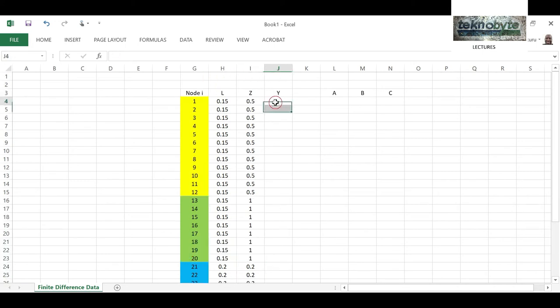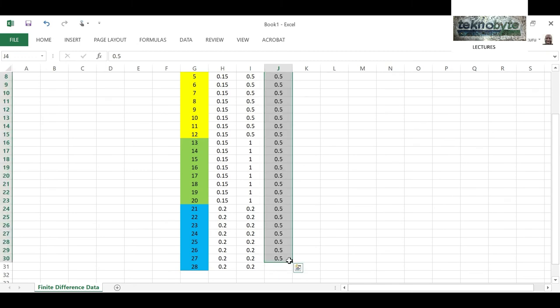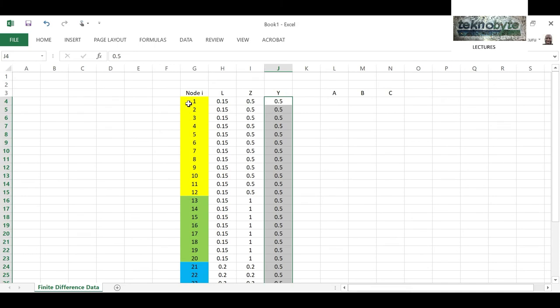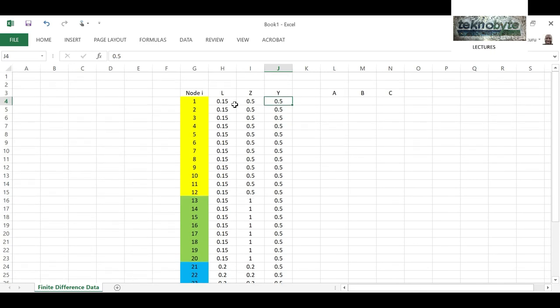As for the admittance, the admittance is 0.5 siemens per meter for the whole of the three parts of the composite line. And now you can see that we have a complete model of our transmission line. So the impedance per unit length at node 1, the admittance per unit length at node 1, and the length of the section starting from node 1 to node 2, of course, give a very good model of our line.